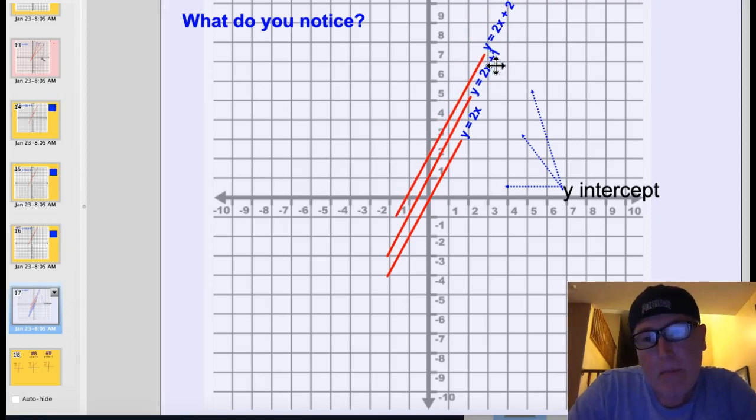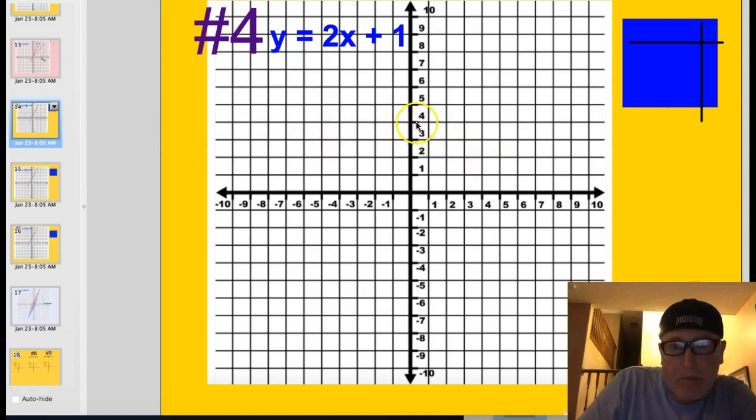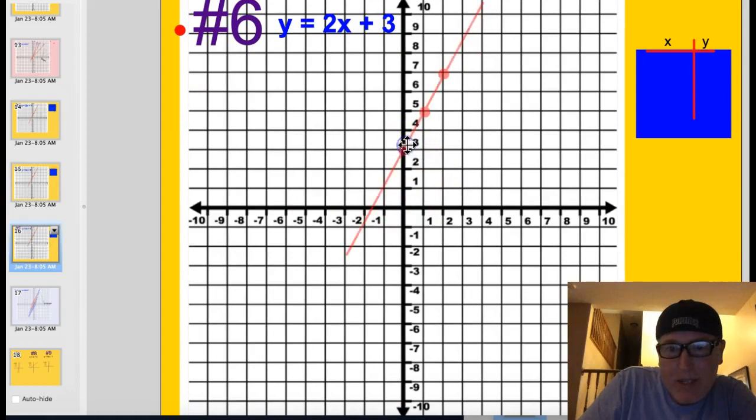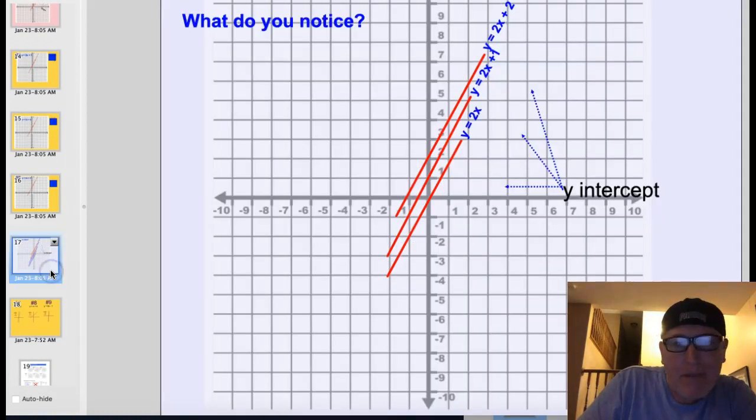Look at the lines here. Goes through at 0, 1 because it's plus 1. Goes through at 2 because it's plus 2. Goes through at 3 because it's plus 3. See the pattern? All right. There they are, all together.